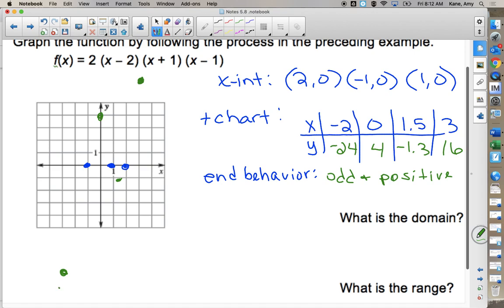So end behavior, the left side goes down. Just connecting my points. Mine looks pretty ugly up here. Turning and connecting up.